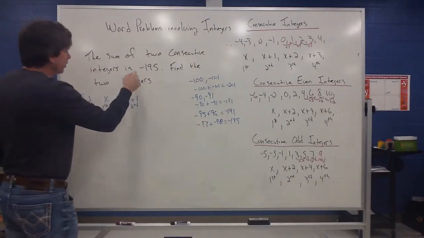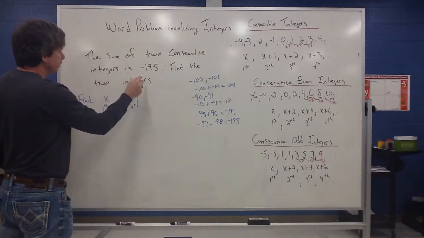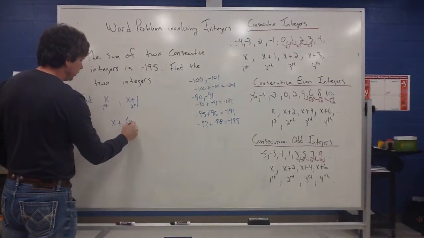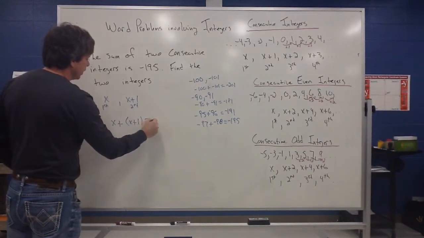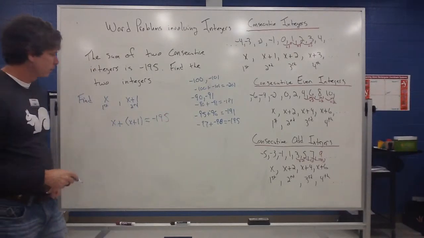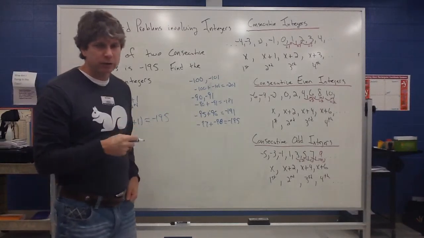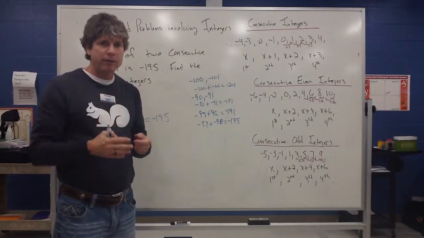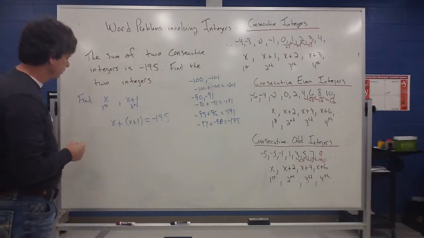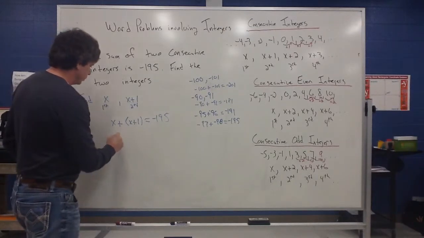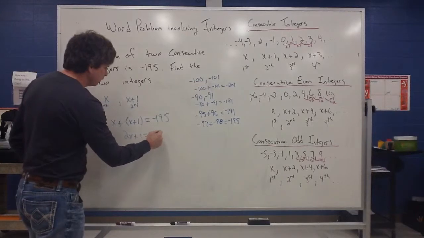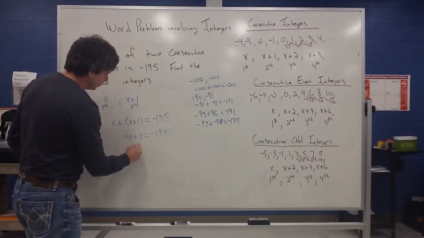And it says together, the sum means they add together to give me that negative 195. So x plus x plus 1 is going to give me that negative 195. So there would be an equation if you want to use an equation to solve it. And again, if you want to, pause the video and you can solve this on your own. So we have 2x plus 1 is equal to negative 195. I zero out the 1.